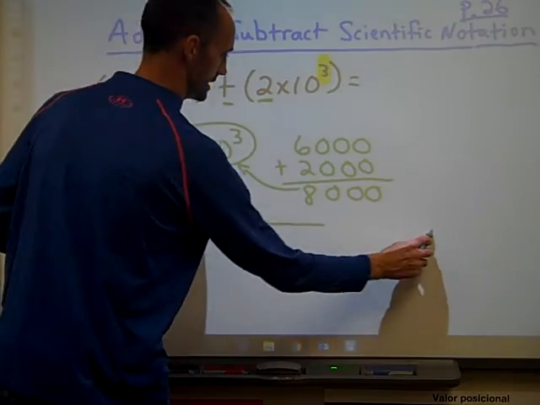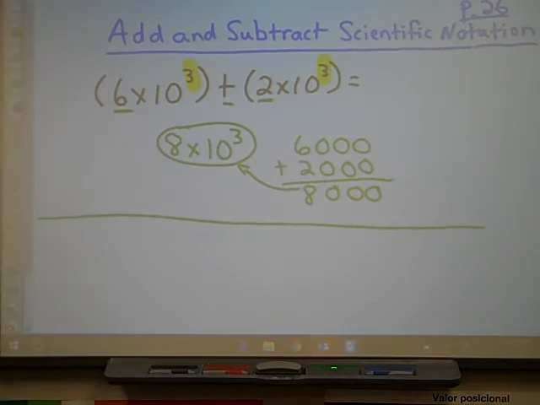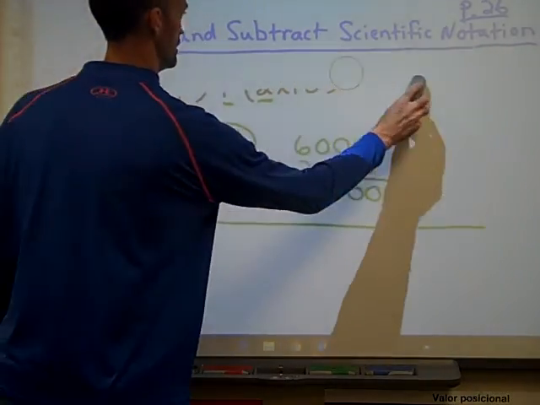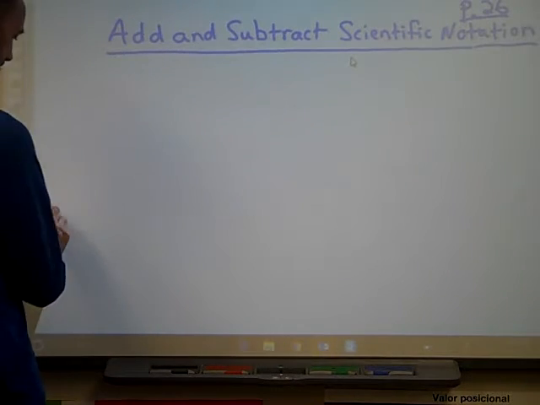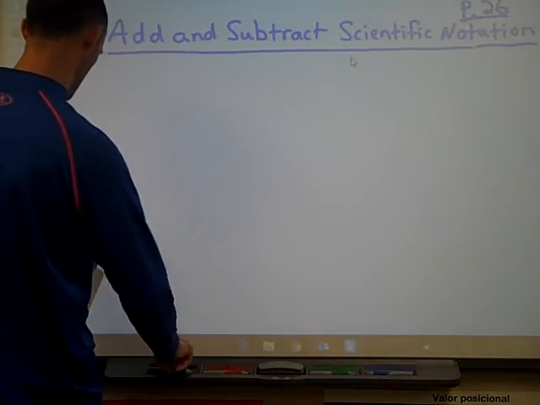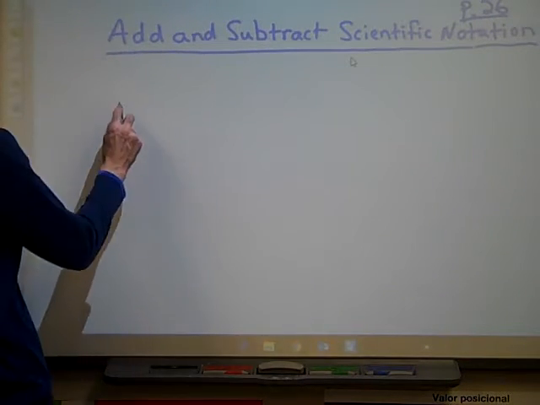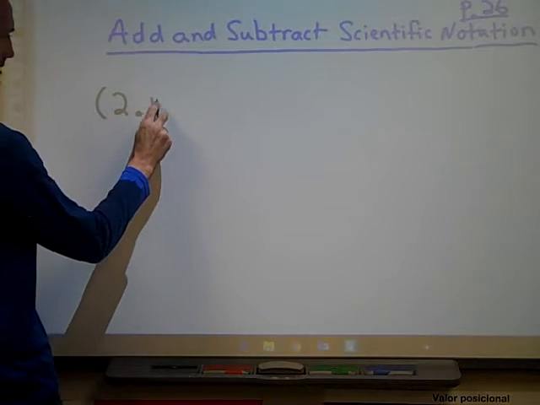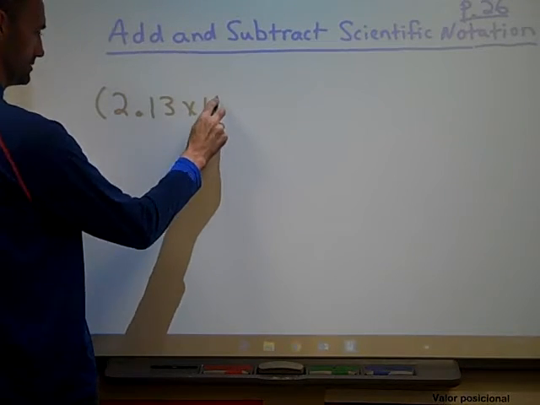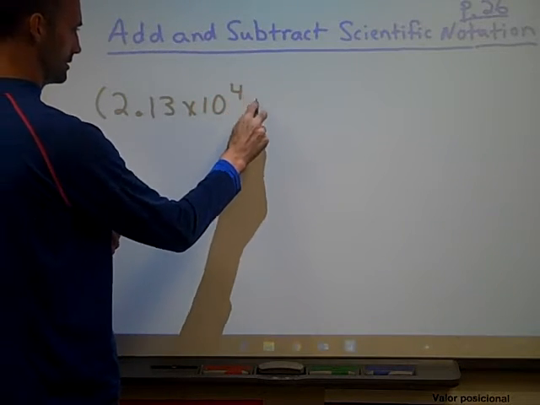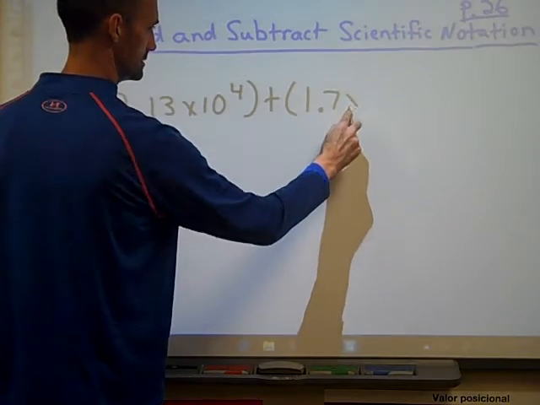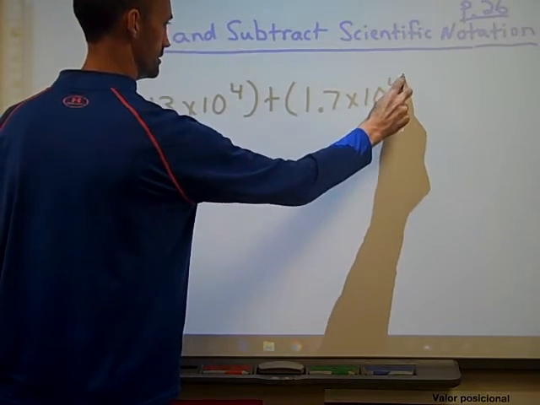Okay, please put a line underneath that example, kind of keep it separate from our next example. And I'm going to erase that part and give you another example. So skip a line underneath there, and we're going to do 2.13 times 10 to the fourth plus 1.7 times 10 to the fourth.